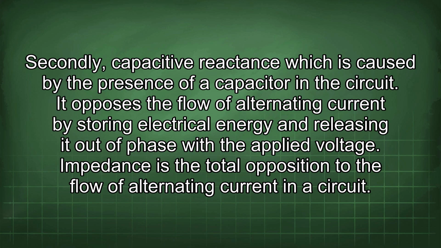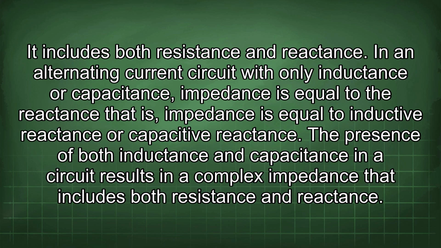voltage. Impedance is the total opposition to the flow of alternating current in a circuit. It includes both resistance and reactance. In an alternating current circuit with only inductance or capacitance, impedance is equal to the reactance, that is, impedance is equal to inductive reactance or capacitive reactance.